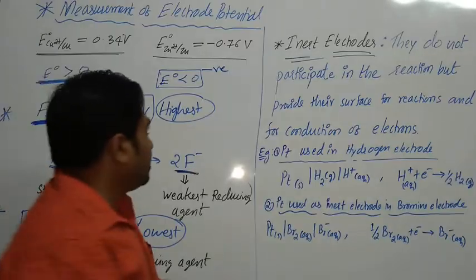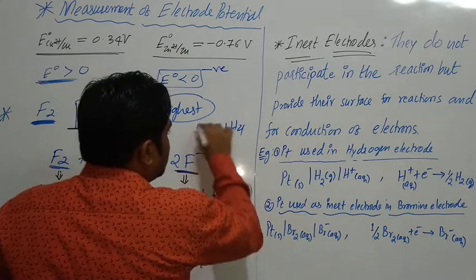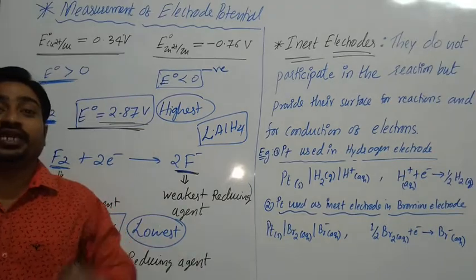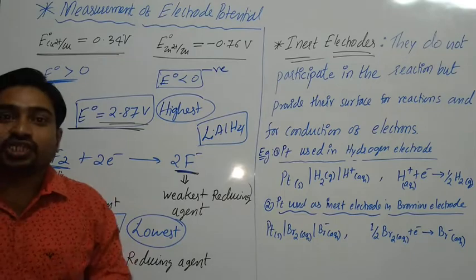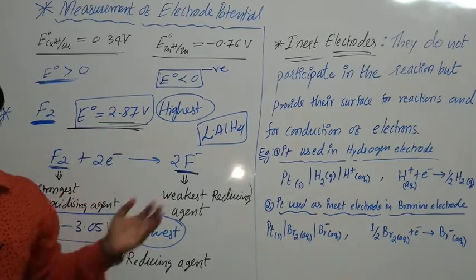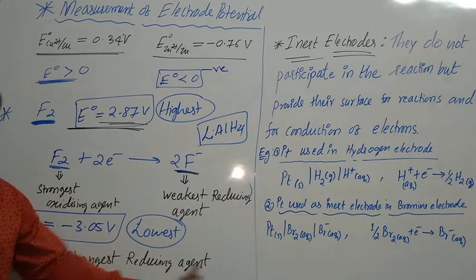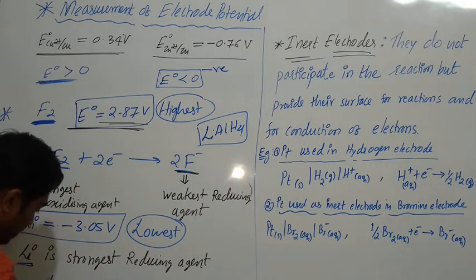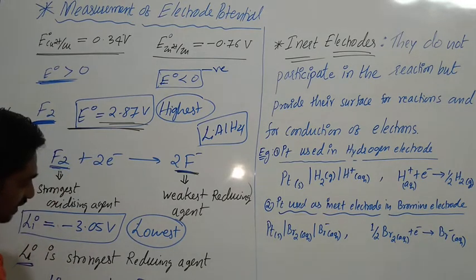So you must be aware of these things. LiAlH4, you remember this? Lithium aluminum hydride is the strongest reducing agent, isn't it? In organic chemistry we use lithium aluminum hydride as a strongest reducing agent, and also we use DIBAL-H. All of these contain lithium. Lithium is the strongest reducing agent, so it can lose electrons very easily, and it is converted into lithium ion.